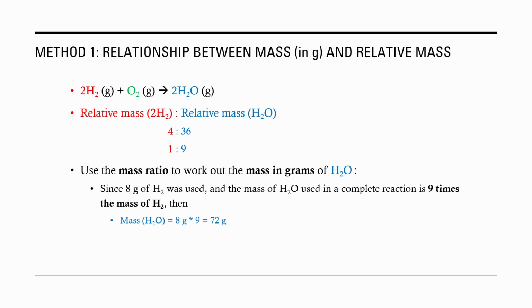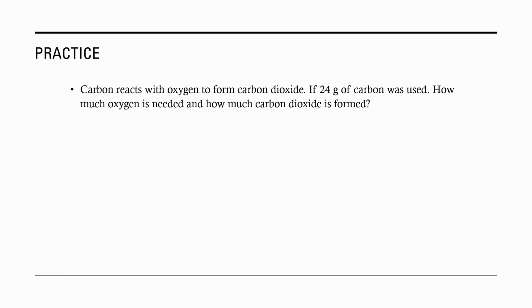So this is one way we can work out how many grams of reactant is needed and how many grams of products are produced, as long as we have the balanced chemical equation and the mass of at least one species in the reaction. Stoichiometry is a very calculation-intensive topic, so it's unlikely that you'll be able to remember much of what was discussed if you do not practice it. Let's go ahead and pause this video and try to solve this question.